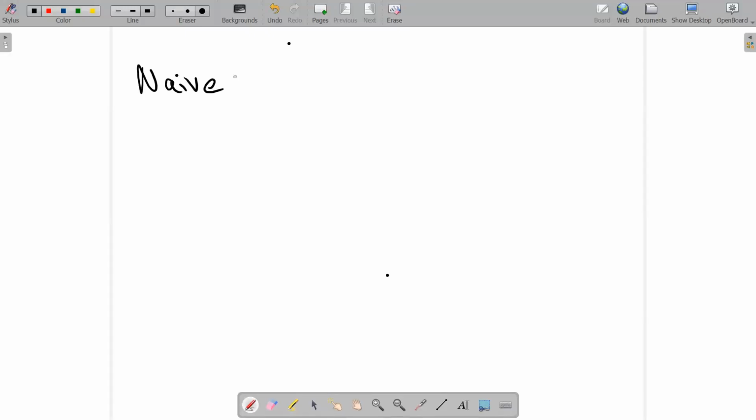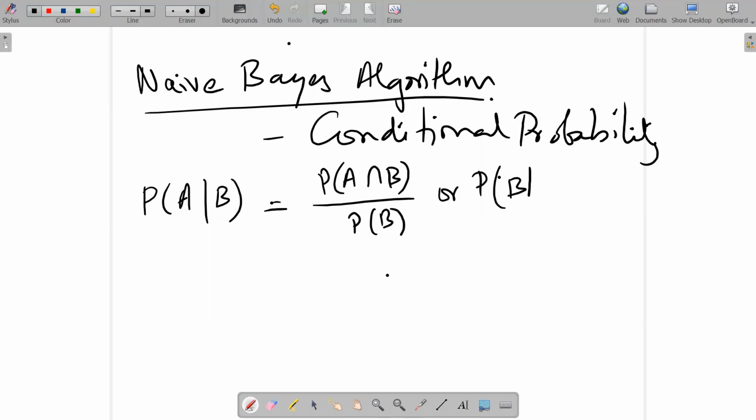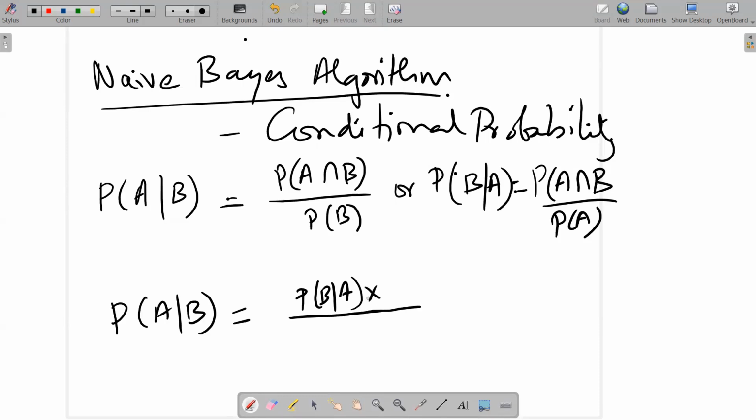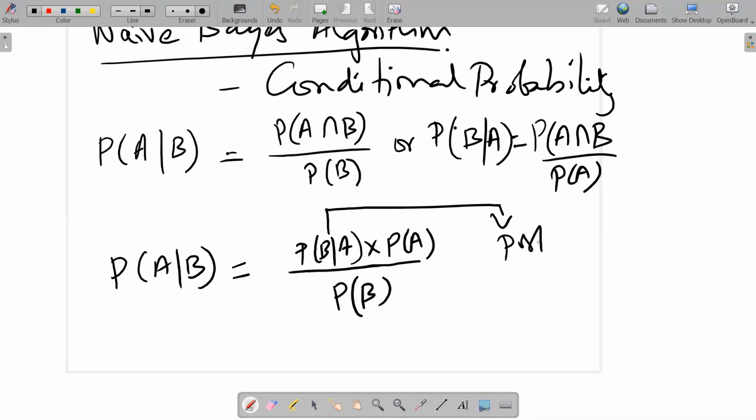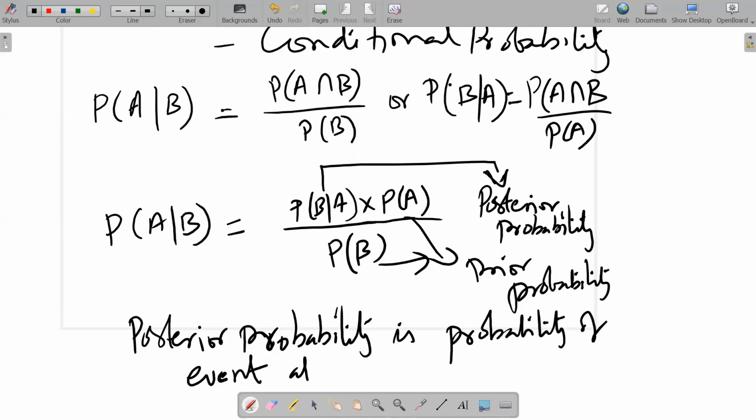So we are discussing the naive Bayes based on conditional probability. Probability of A given B, given that B has already occurred, is equal to probability of A intersection B divided by probability of B, or probability of B given A is equal to probability of A intersection B divided by probability of A. The extended formula is probability of B given A multiplied by probability of A divided by probability of B. We call this the posterior probability, this the prior probability. So posterior probability is the probability of an event after evidence is seen.